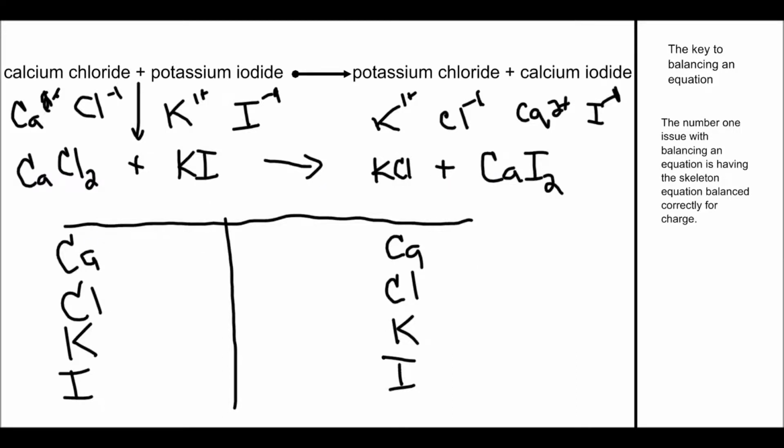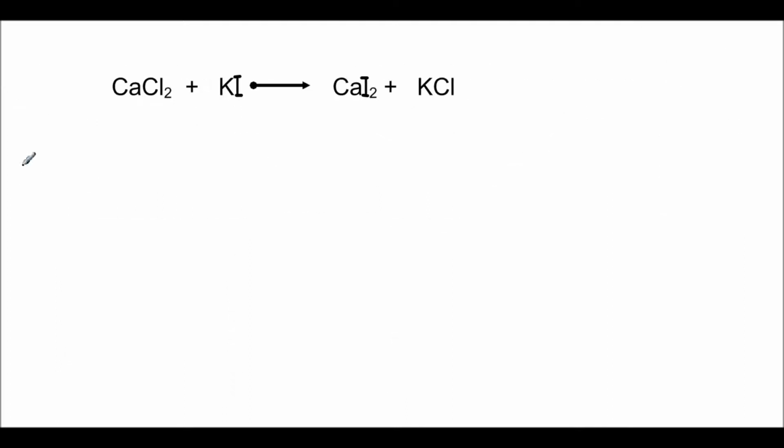Or you can do it another way, which is the way we've been working on in class: here is my skeleton equation, and I'm just going to go from side to side and count. So I have 1 calcium here and 1 calcium here. Yay, we're balanced. 1 atom, 1 atom. 2 chlorine on the reactant side here, and only 1 chlorine on the product side here.